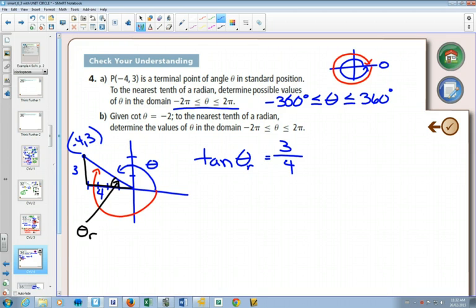Our calculators are still in radians, so when you do tan inverse of 3 over 4, and that's to the nearest hundredth. When we write our final answer, we can round it to the nearest tenth. There's our reference angle.